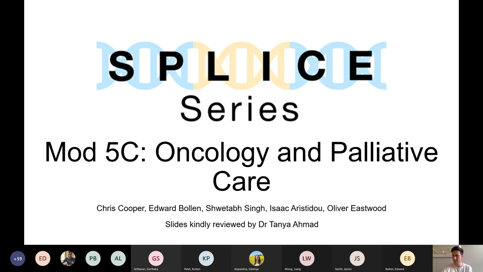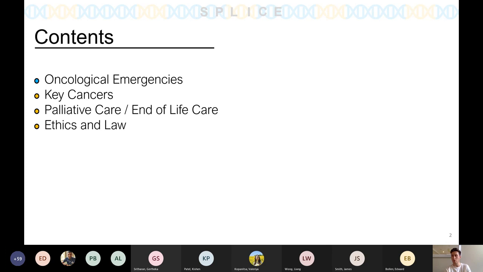Okay, so I've split this into four sections. These are the four areas that I think would be most helpful in terms of SPAs and then OSCEs as well. In terms of cancer medicine, I think the key thing that you need to know is the oncological emergencies, as these are the areas that you'll probably be expected to manage as a foundation year doctor, and that's the level that UCL are setting their questions at.